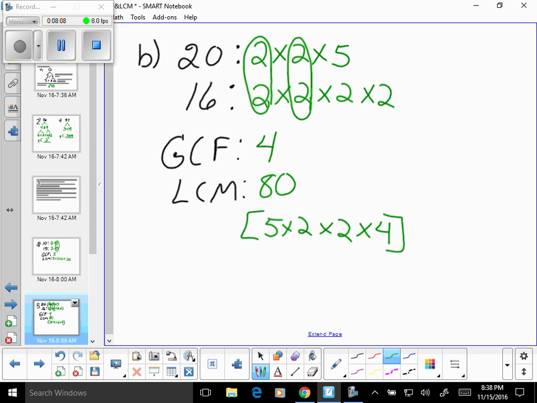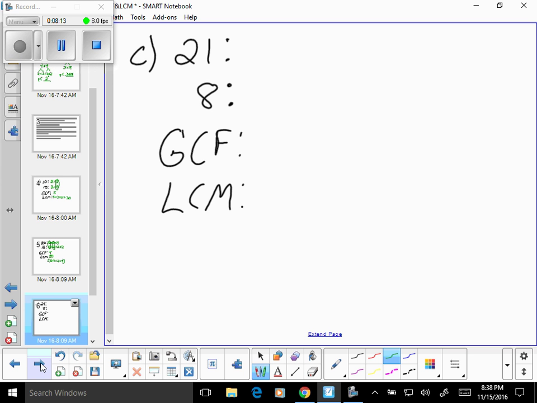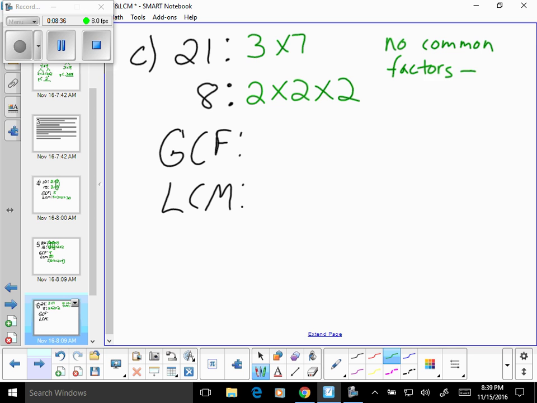Let's move on to our next example. 21 is 3 times 7. 8 is 2 times 2 times 2. Now, if you will notice, there are no common factors. If there are no common factors, we say that the numbers are relatively prime. They're prime in relationship to one another.